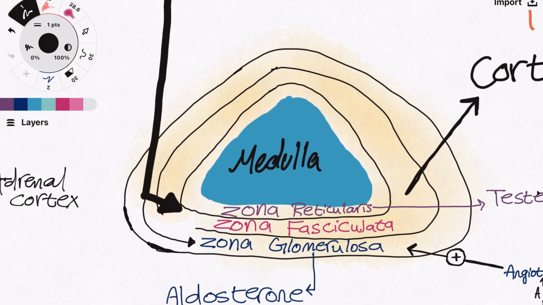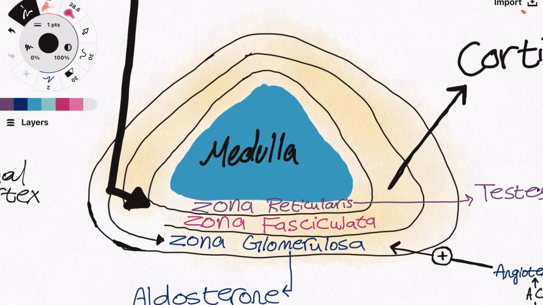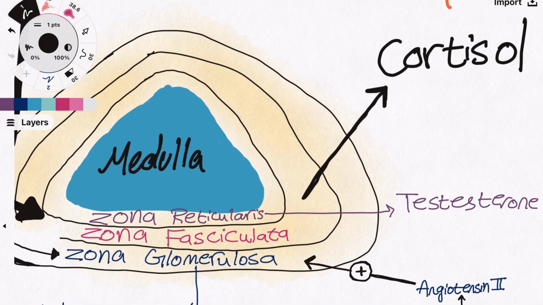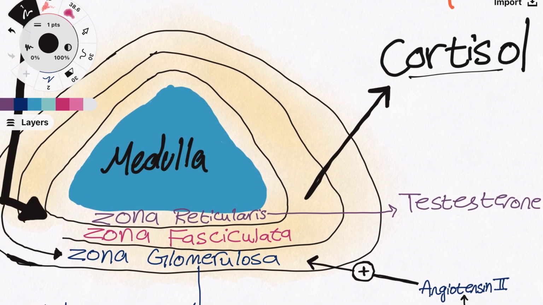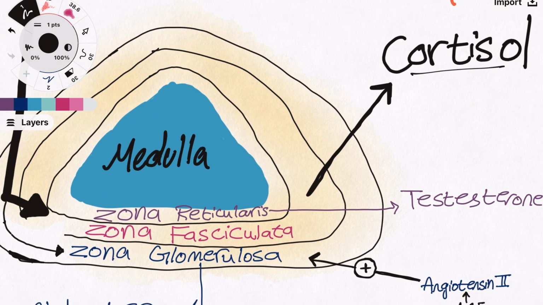the adrenal cortex. Now, let's remember the layers of the adrenal cortex. The outermost layer is the zona glomerulosa, which produces aldosterone. The middle one, zona fasciculata, is responsible for producing cortisol. And then zona reticularis is responsible for producing testosterone.